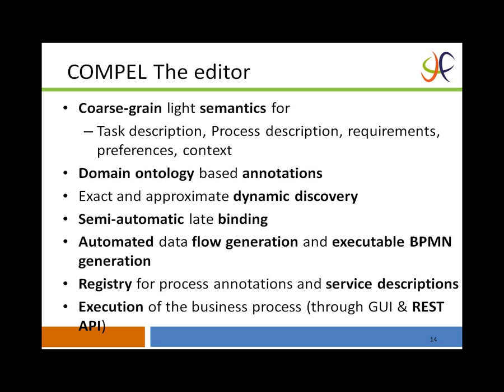Also, we have a registry for process notation and service descriptions. We offer persistence to keep all the information of the different annotated tasks in a database. And the last thing is we have the execution of the business process through a graphical user interface and also by a REST API. So this is more or less the overview regarding the Compel generic enabler.